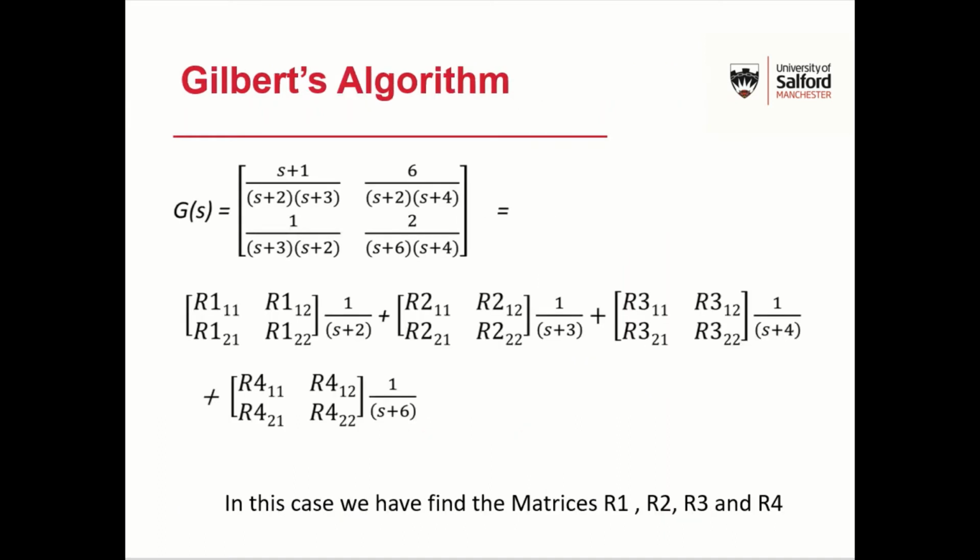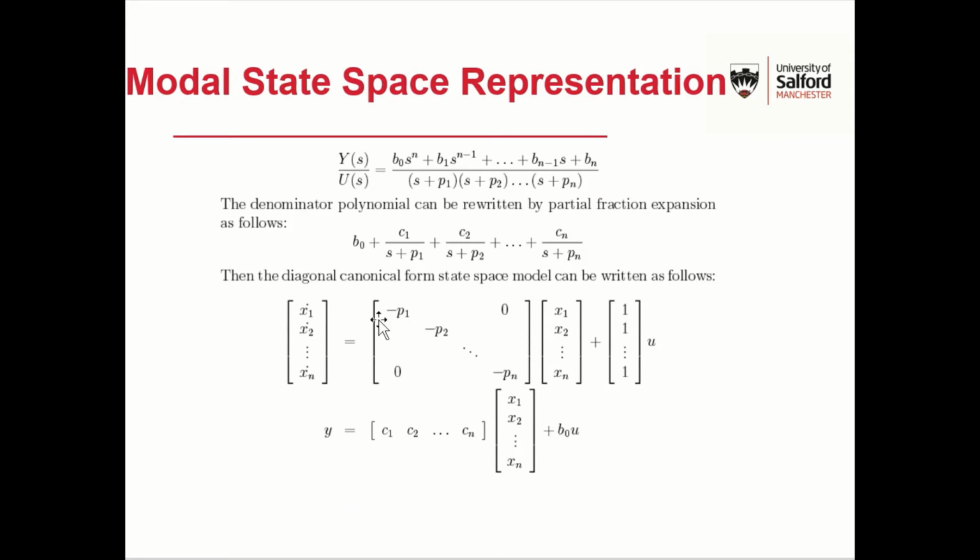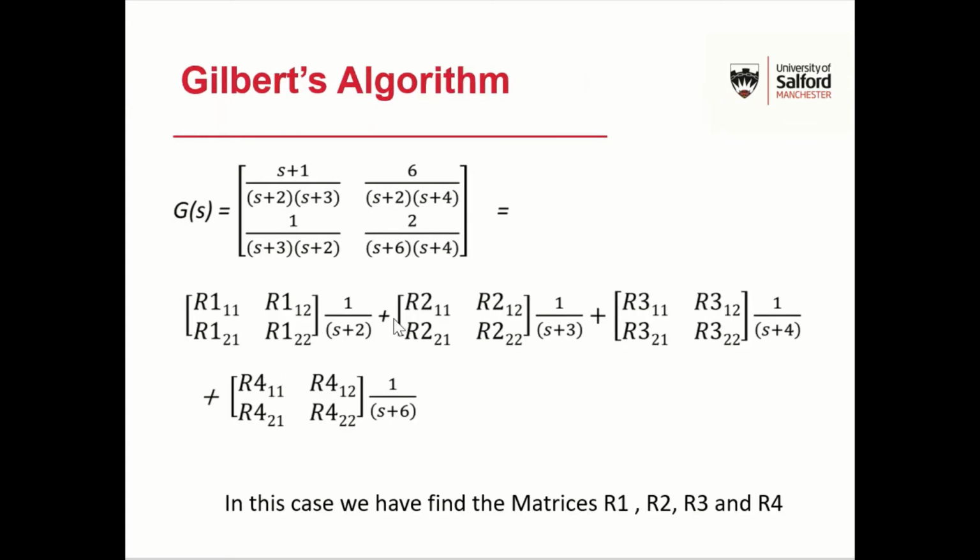If we've got a multivariable system now, we can apply the same idea. So we take the poles: I've got a pole at minus 2, a pole at minus 3, a pole at minus 4, and a pole at minus 6, so we've got 4 poles. Then we could have a square matrix associated with the S plus 2, another square matrix associated with the S plus 3, another one with the S plus 4, and another one with S plus 6. So we split this up into a partial fraction form similar to this, but these terms now become matrices rather than scalars, and those matrices we've defined here as R1, R2, R3 and R4, and we've given them little suffixes as well to work them out.